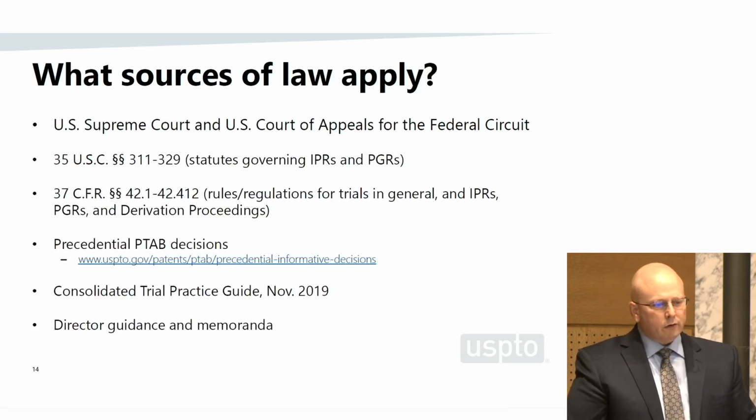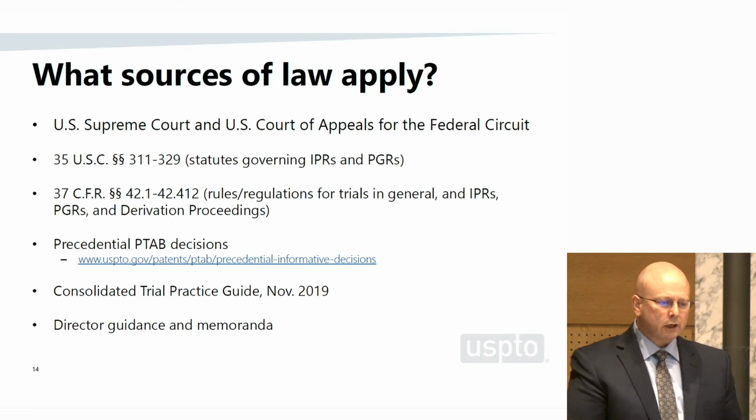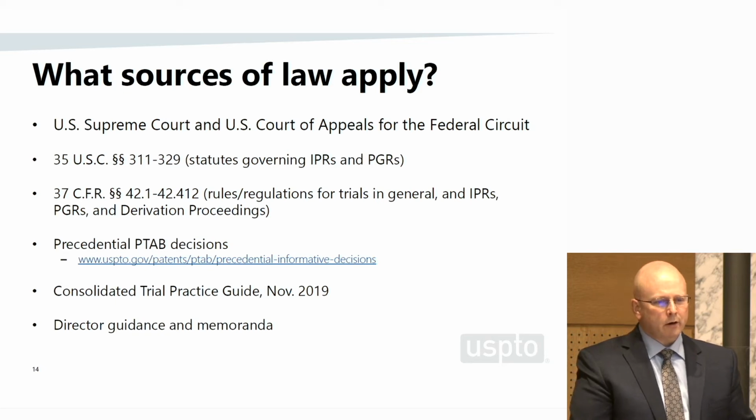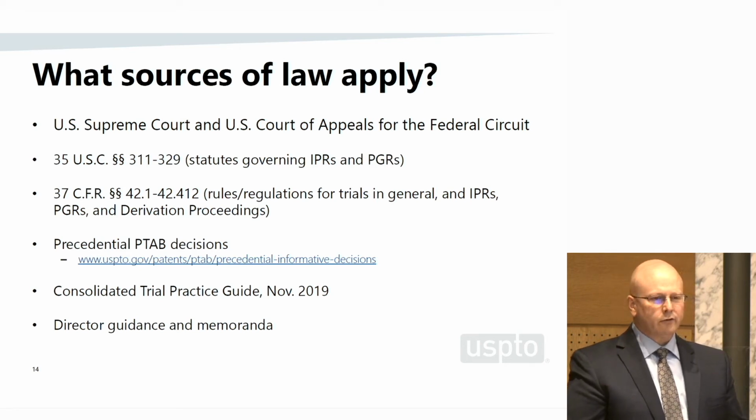So what are the sources of law? First of all, we have our reviewing courts, the U.S. Supreme Court, and our immediate reviewing court, the U.S. Court of Appeals for the Federal Circuit. We have statutes that govern IPRs, PGRs. We have rules that we have put into place for the conduct. We have precedential decisions. We have a trial practice guide that gives guidance to the parties on how to conduct a trial.